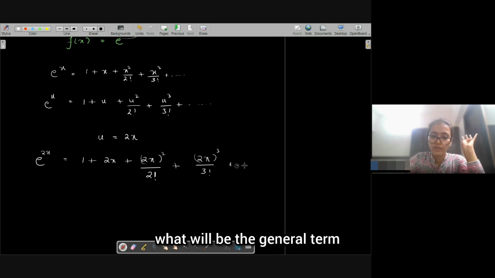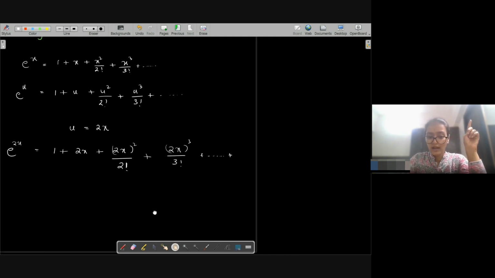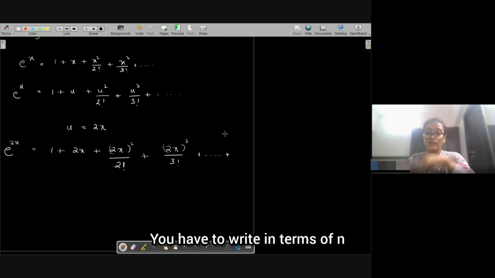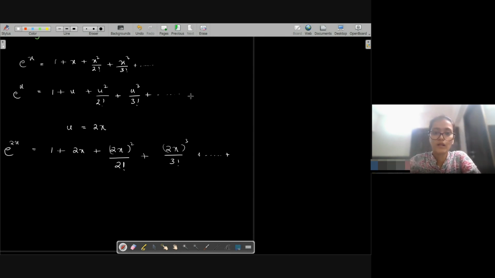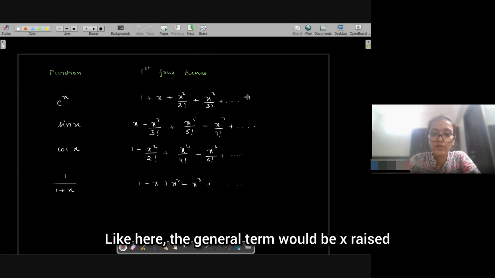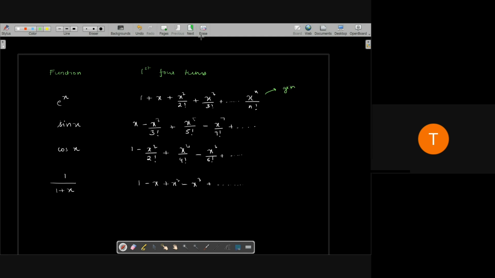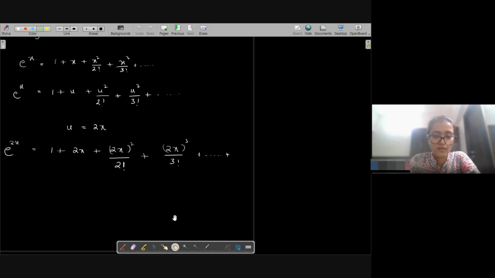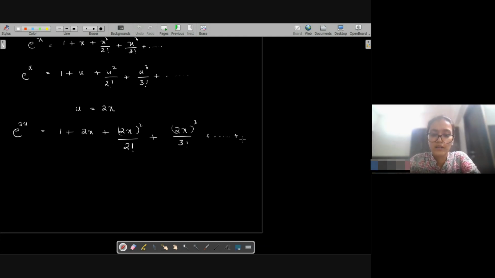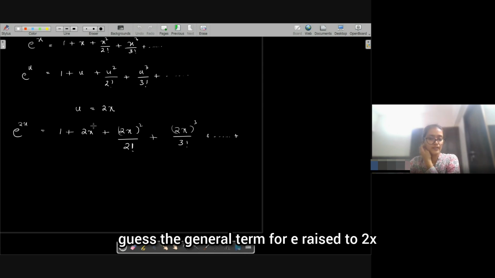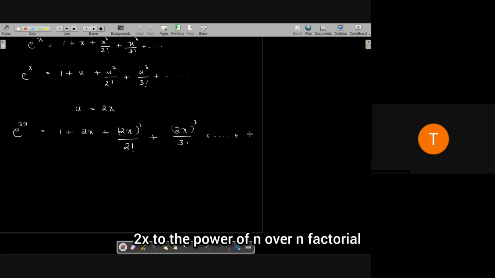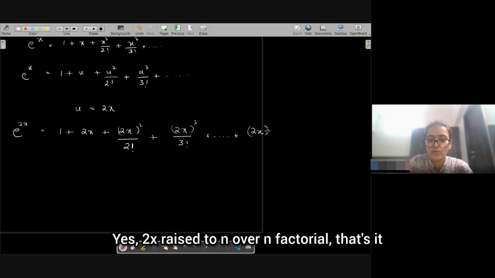So can you guess what will be the general term? General term means you have to write in terms of n. Like here, the general term would be x raised to n over n factorial for e raised to x. This is the general term. Okay. Now, can you guess the general term for e raised to 2x? 2x to the power of n over n factorial. Yes, 2x raised to n over n factorial.